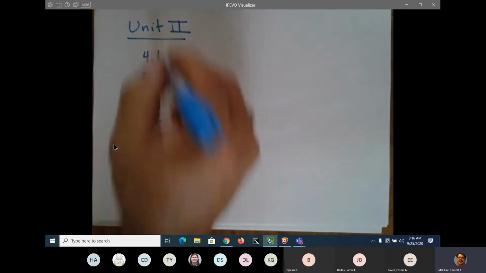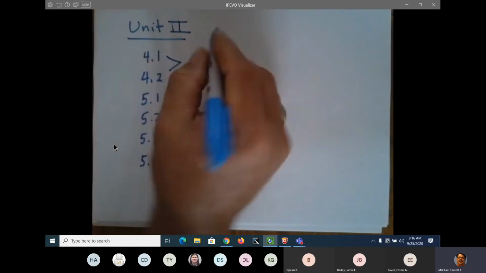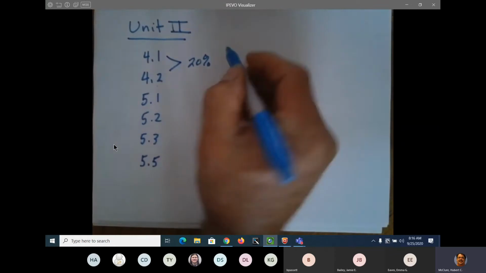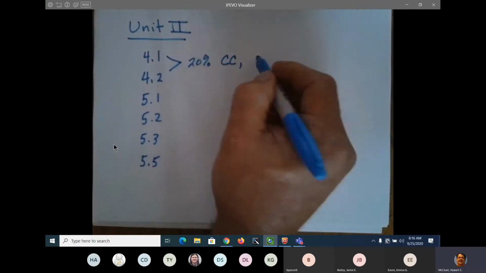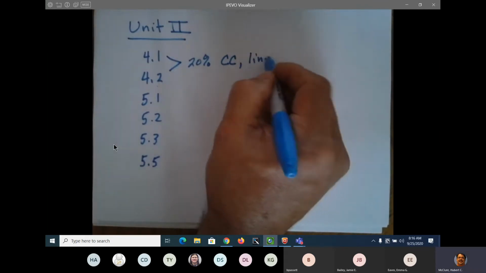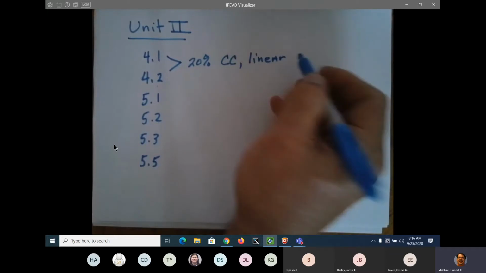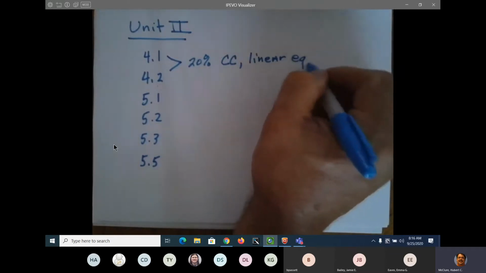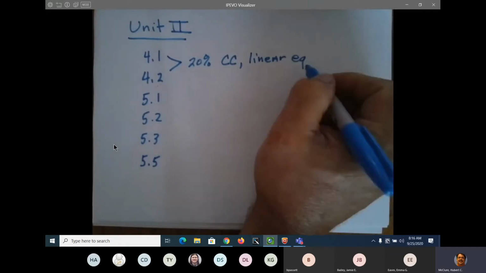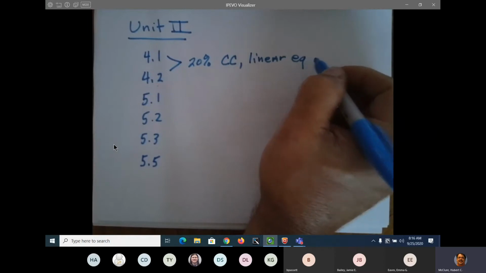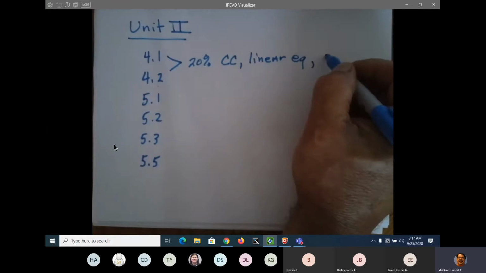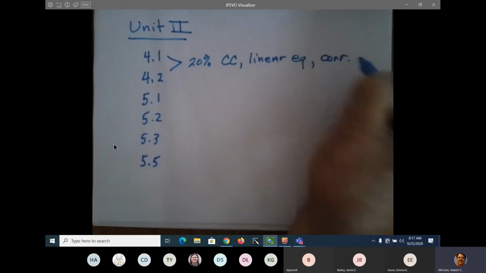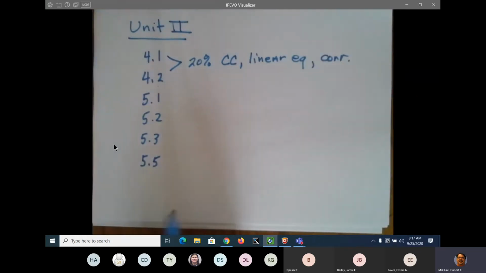4.1 and 4.2 are about 20% of the test. We're talking about the correlation coefficient, linear regression, and giving the linear equation. And be able to pick out if there is correlation or not in a graph. Okay, so that's what I'm going to ask you there.